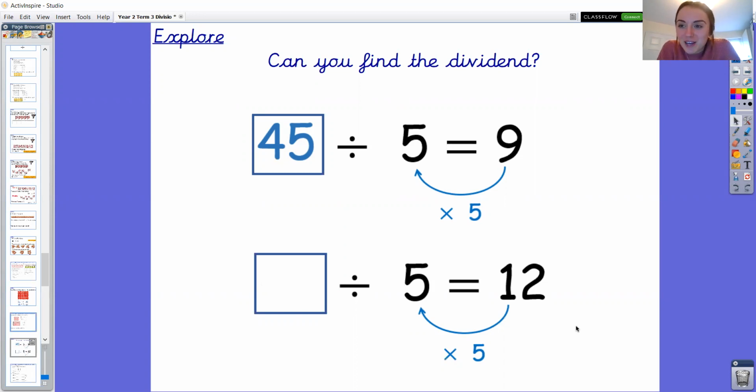Brilliant, super thinking, Year 2. So I'm sure you probably used your known fact of 10 times 5 equals 50, and then thought about what's two more lots of 5? And I know from the review today, we know 5 and 5 is a number bond to 10, and 10 more than 50 equals 60. So let's answer this question using a sentence together. The dividend is, are you ready? The dividend is 60. Brilliant, well done. So this is how we can use our multiplication to help us with our division.